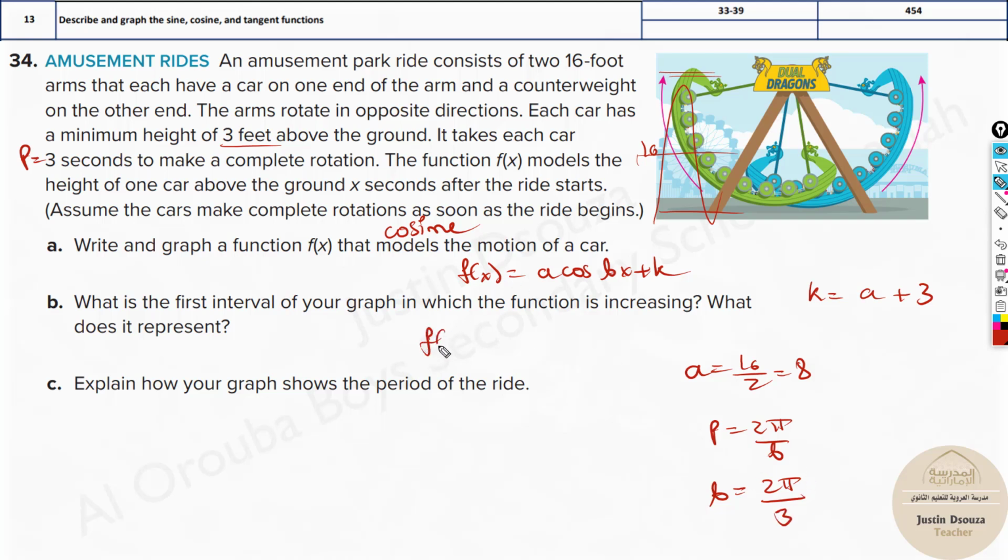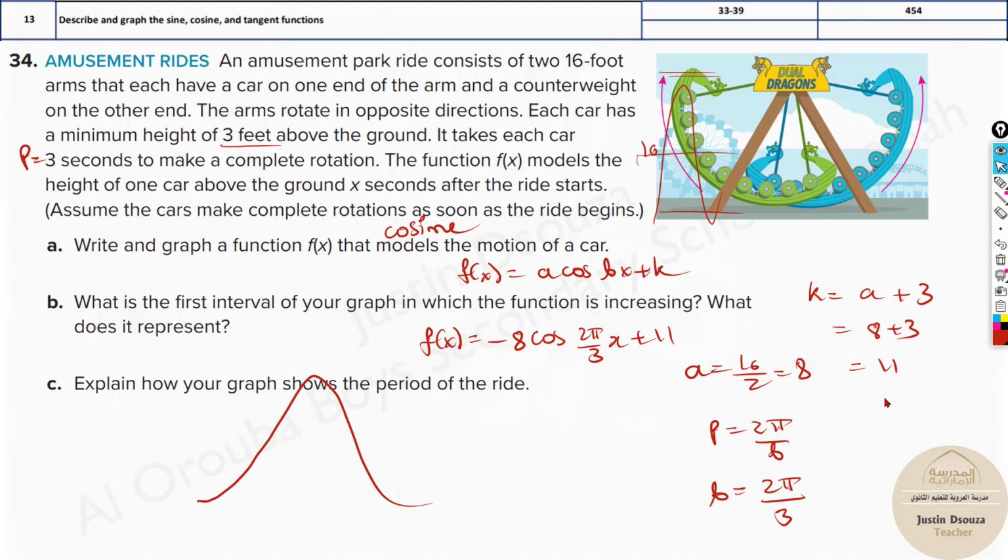So I will write everything in this function. F of x equals. Now here, the car just starts, so the graph will go from down to up, because it starts from the lowest point and then goes up when we graph. So remember, the amplitude value a will be minus 8. Cosine function, b is 2 pi by 3 in x, and plus k is the amplitude 8 plus 3, that is 11. So this is the function.